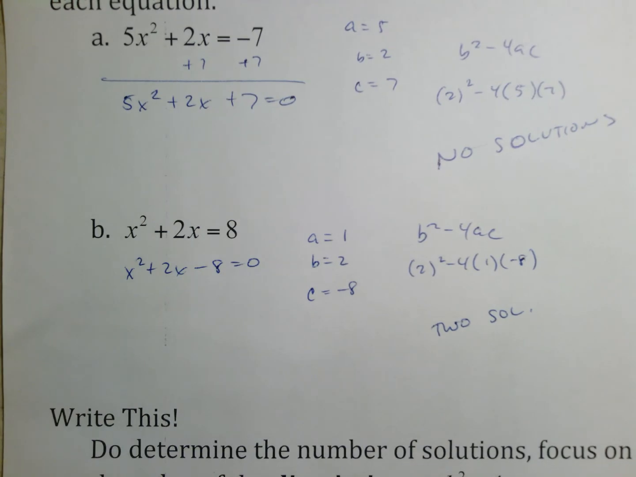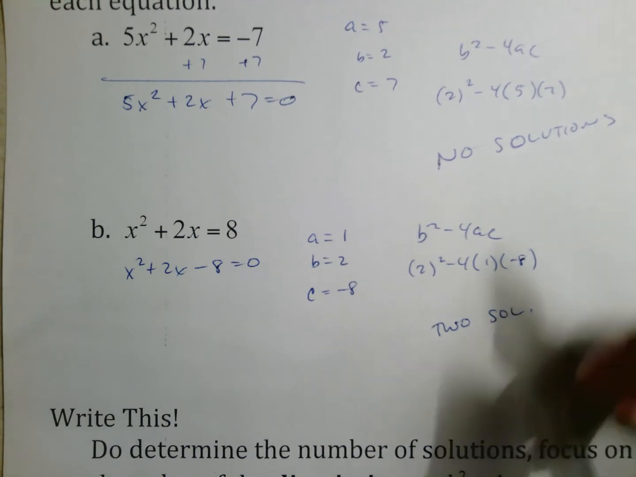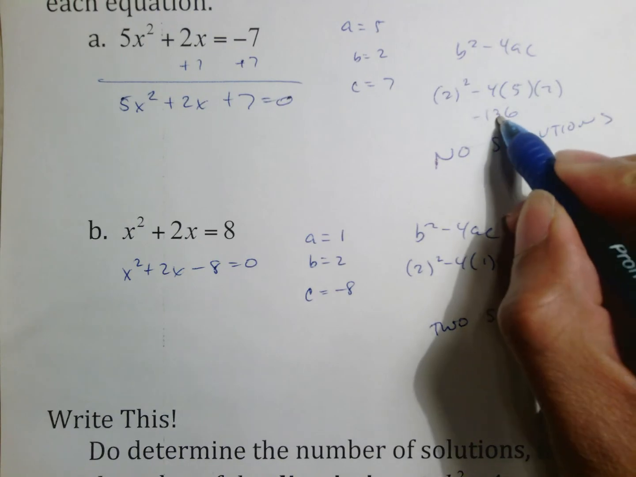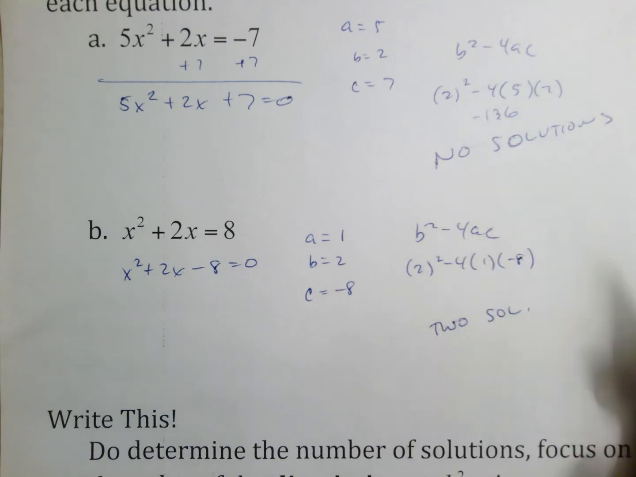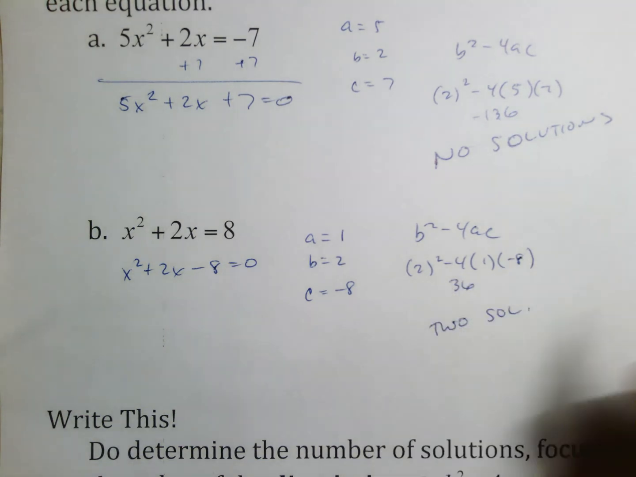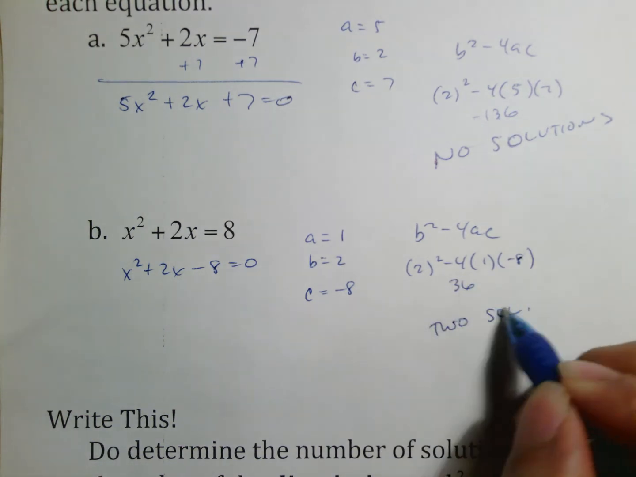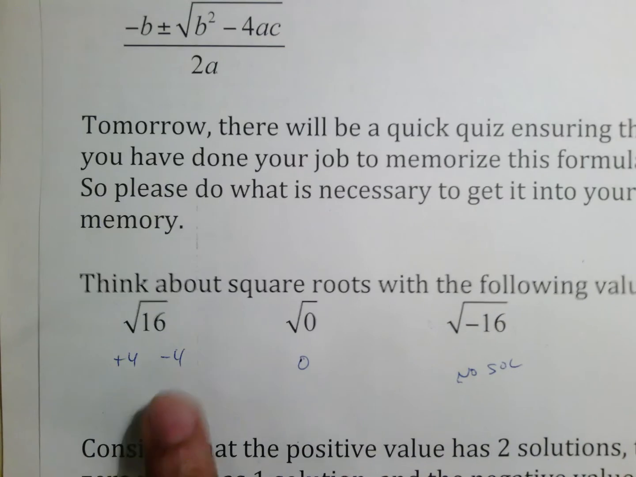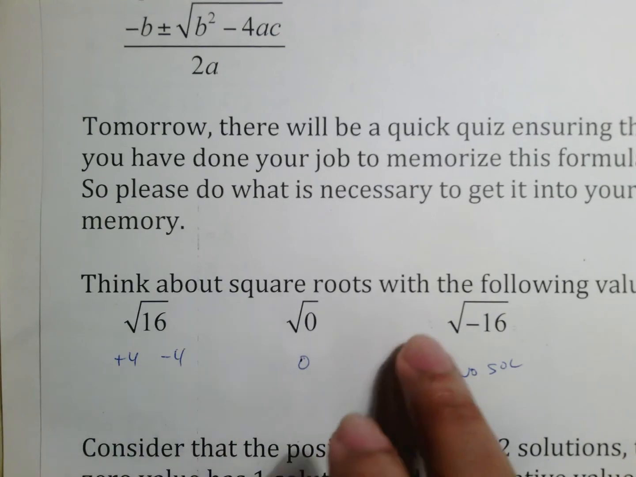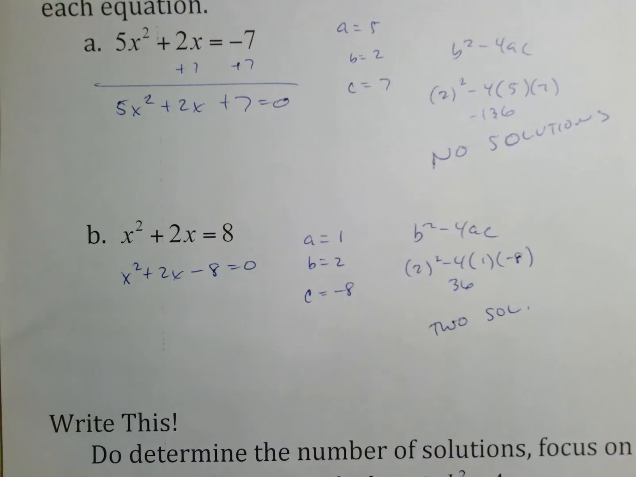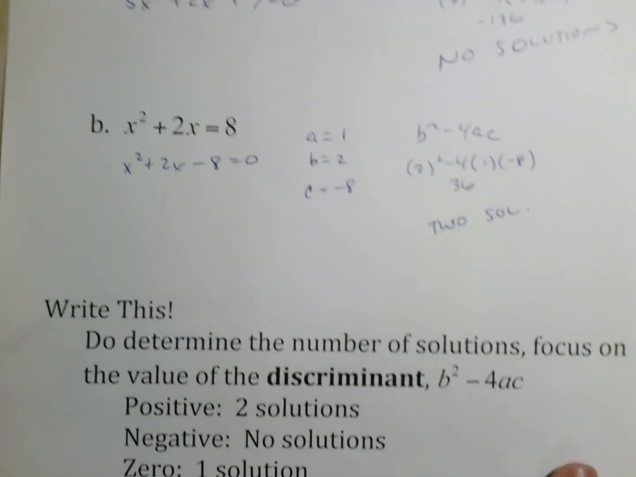Again, if I would have got 0, that meant that I had 1 solution. The fact that I got negative 136 here was negative. A square root of a negative doesn't exist. That's why there's no solution. Here I got the answer of 36, which is why, since it's positive, I know that I would have 2 solutions. Again, going back to what I did here, the square root of a positive number gives me 2 solutions. Square root of a negative number gives me no solution. Square root of 0 gives me 1 solution. And that is how you're going to make your choice.